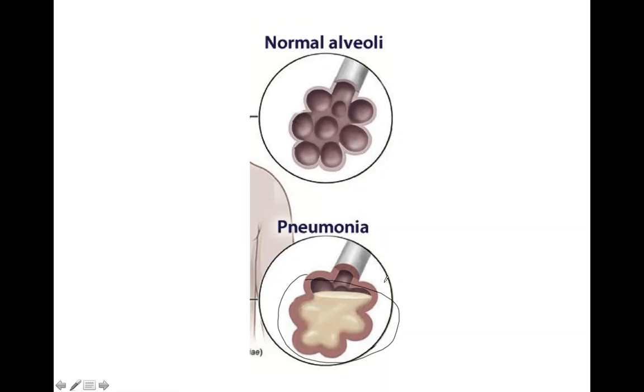Okay, so always remember that full filling of the alveoli causes consolidation, as you can see in this picture, and partial filling of the alveolus, whether it may be fluid or whatever, causes ground glass appearance. Okay, so full filling of the alveolus causes consolidation, and partial filling of the alveoli causes ground glass appearance.